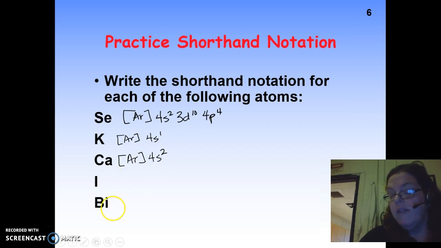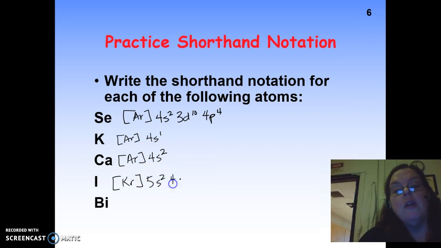Now finally here we have iodine. Iodine is not in the same row as selenium, potassium, or calcium. So we have a different noble gas. We're going to reference krypton. So this means the electron configuration for krypton, plus we have 5s2, 4d10, 5p5. And then bismuth, again, even a different noble gas.